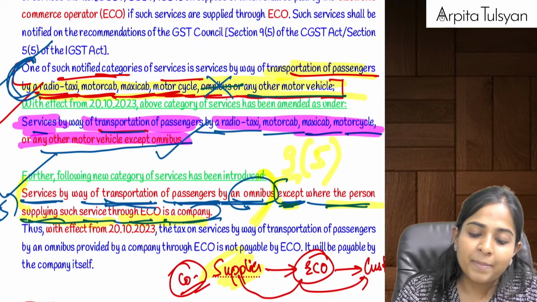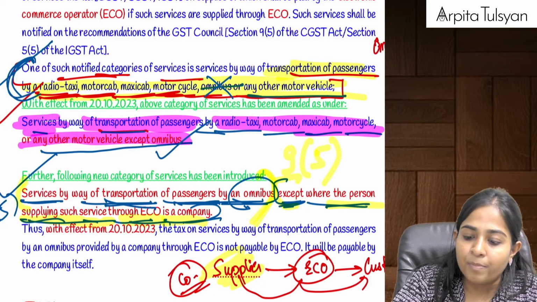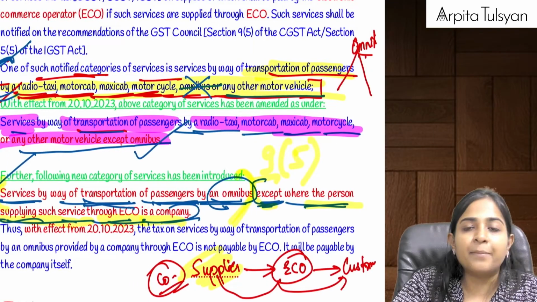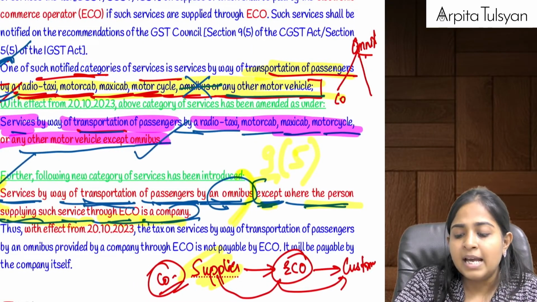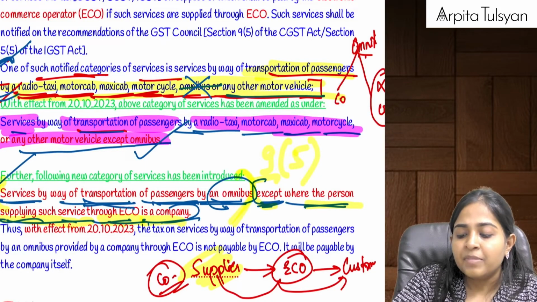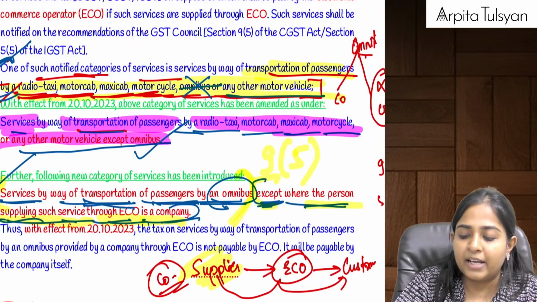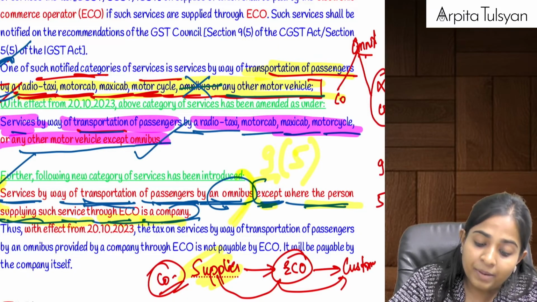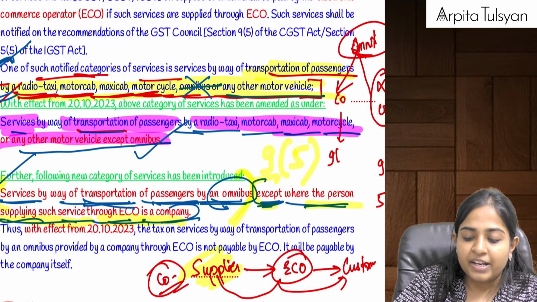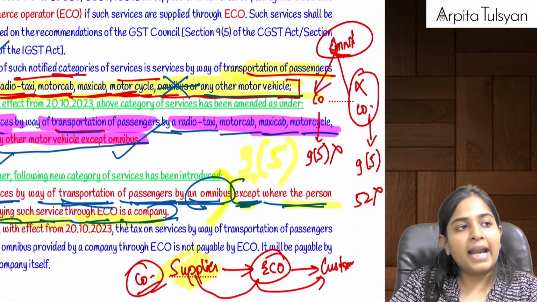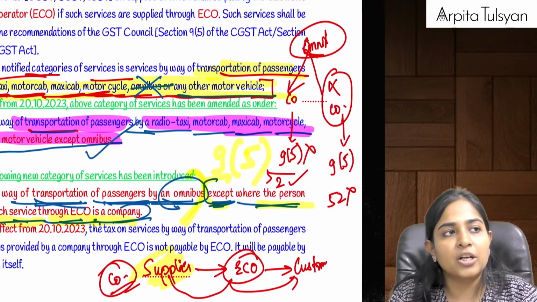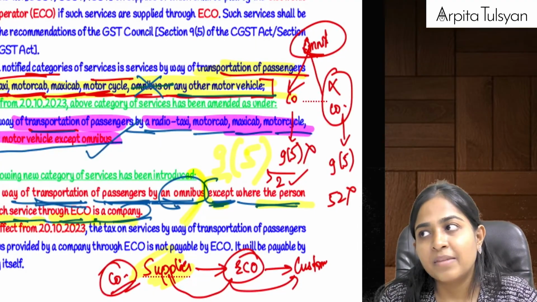So services by omnibus can be divided into two parts. What are the two parts? First, if the supplier is a company. Second, if the supplier is not a company. If the supplier is not a company, normally section 9.5 is applicable, therefore 52 is inapplicable. But if the omnibus service supplier is a company, then 9.5 is not applicable, and we can say that section number 52 becomes applicable. Are you understanding this?